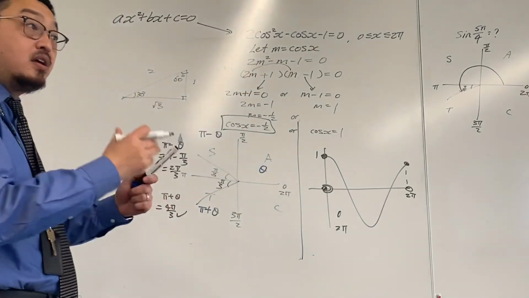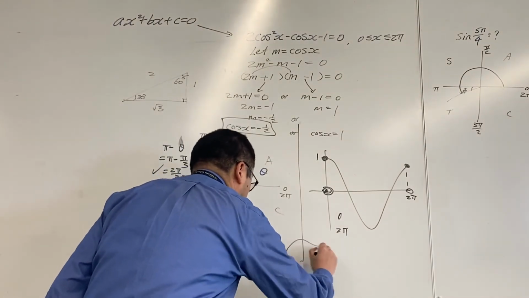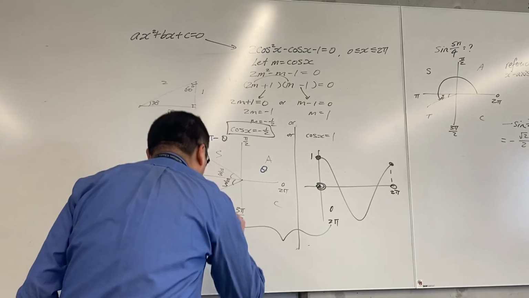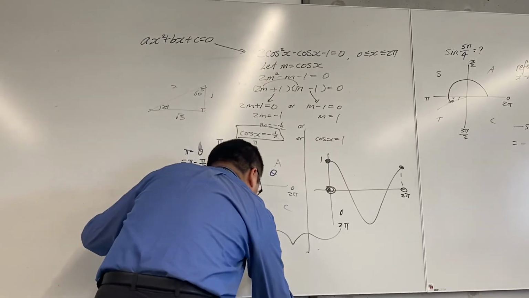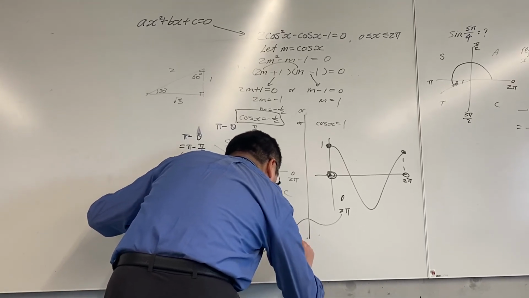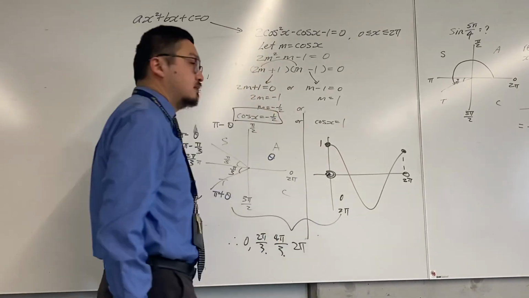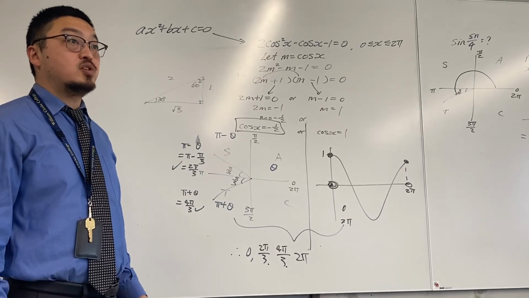Then you combine, just like that question, and you can combine my final solution. So therefore, final solution is 0, 2 pi on 3, 4 pi on 3, 2 pi. Yeah, finish? Yep.